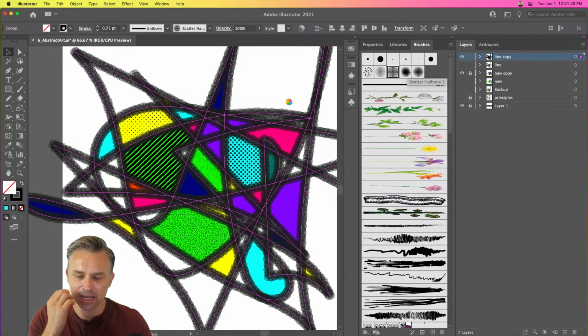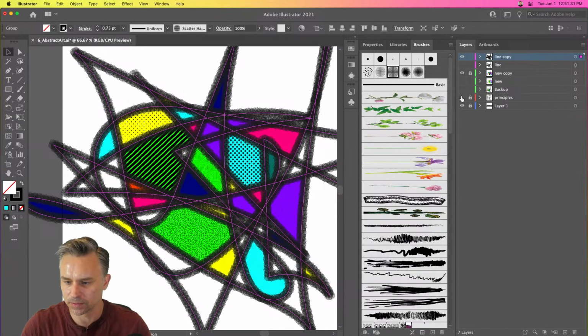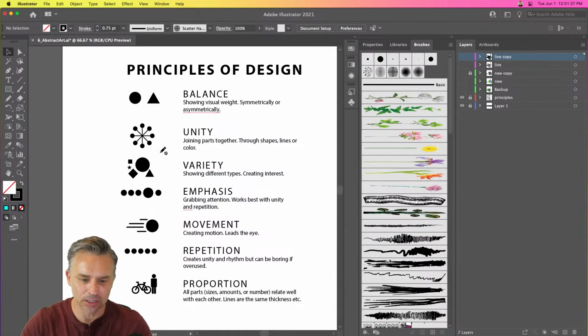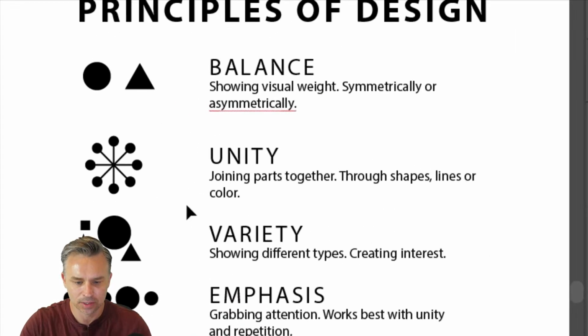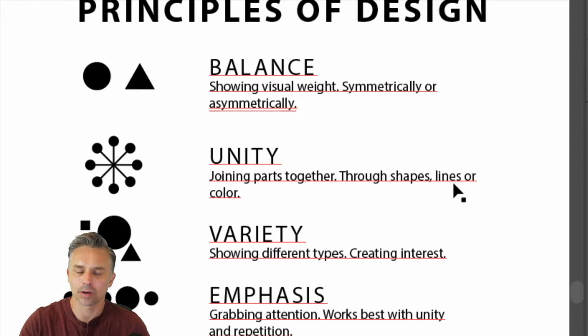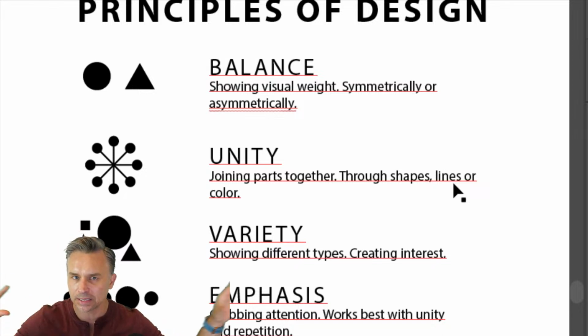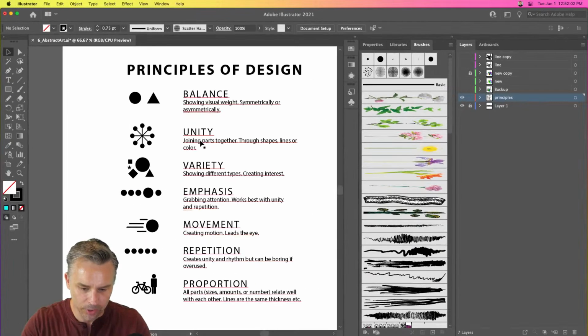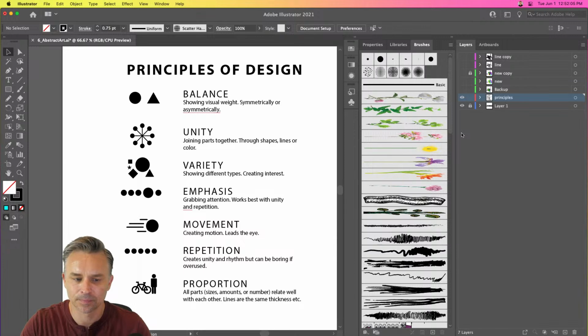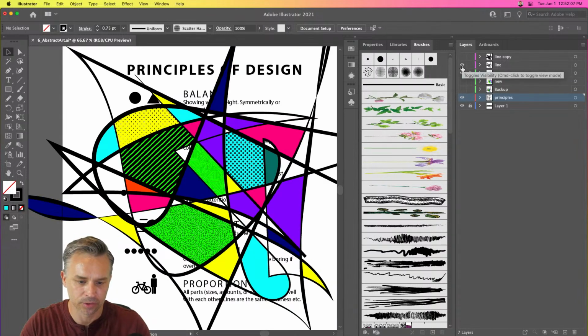So if we think about this, we could even go back to our principles. Let's go back here. Do we have any unity with the design? I think of unity almost in abstract terms as well, joining parts together through shapes, lines, or color. People make the mistake of maybe marrying a grungy style with something really clean. If you do that on purpose, great. Otherwise, it doesn't look like it has a unified design.